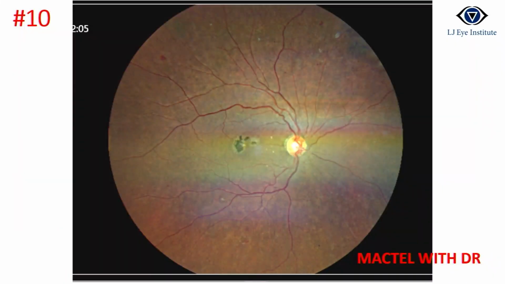This is one very common finding, but often misdiagnosed. This is generally diagnosed as a macular scar or something, and we just send the patient away and say that we cannot do anything for it. But this is one disease which is generally missed. It's MacTel. This is a patient with diabetic retinopathy also.